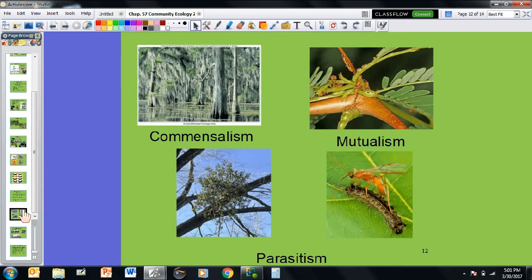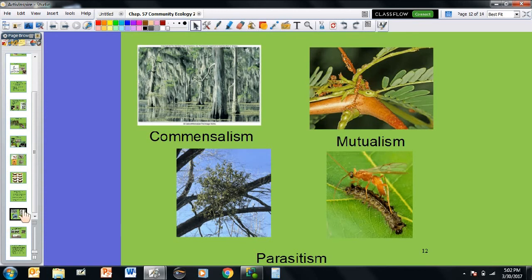So they benefit through the addition of food and a home. The tree is protected from animals that will browse on it because the ants will actually sting anyone that comes near. So the tree gets protection in this relationship.